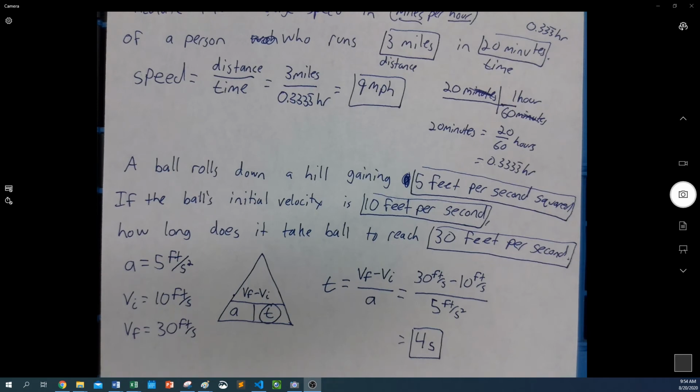So if you're gaining 5 feet per second every second, and you start out traveling 10 feet for every second, how long would it take you to where you are moving 30 feet for every second?